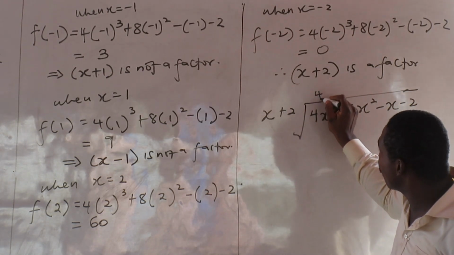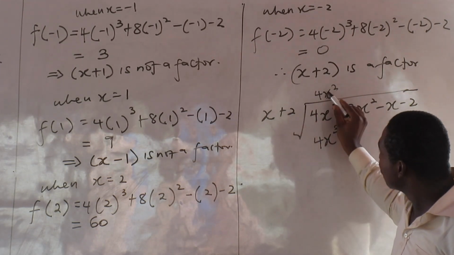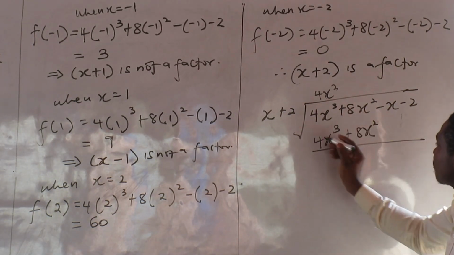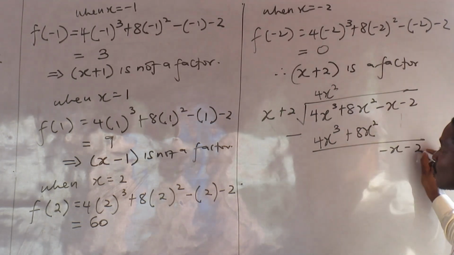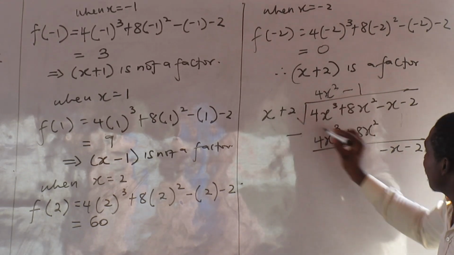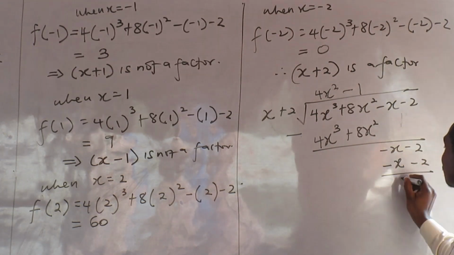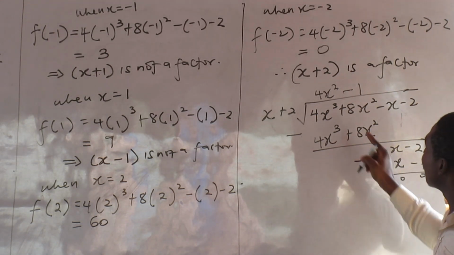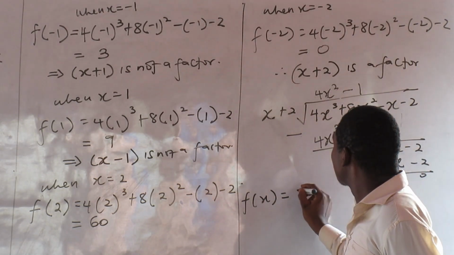This will go here, it will be 4x squared. Remember? This by this will give you 4x cubed. This by that will give you 8x squared. Then 0, 0, in the name of subtraction. So I have minus x here, minus 2. Agree? Now x will go here, minus 1. Minus 1 by x will give you minus 1x. Now minus 1 by this will give you minus 2. So that is 0, 0, in the name of subtraction. So this means now f of x is what I'm getting here.